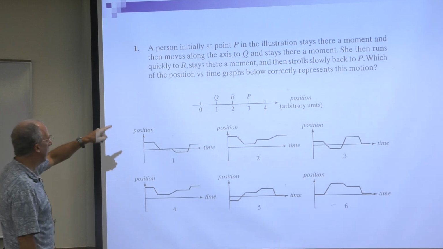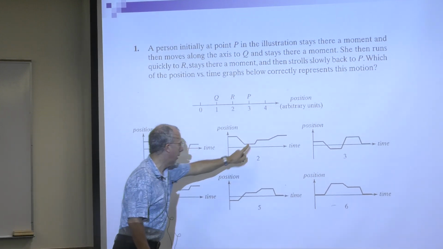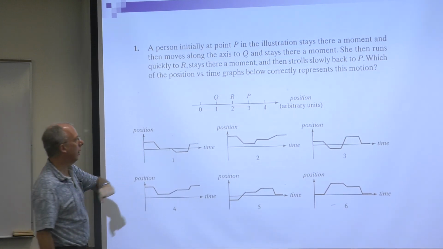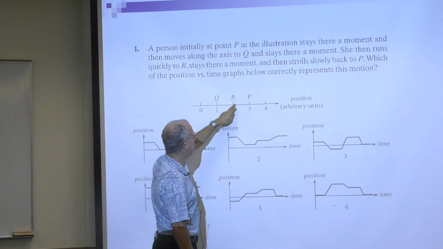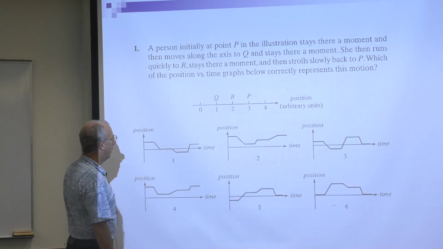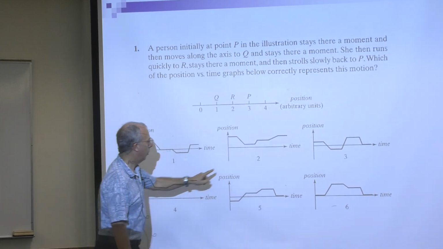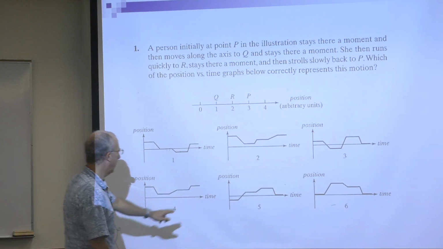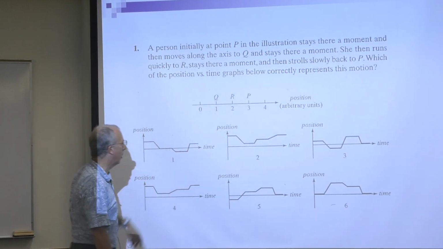All right, so we move to Q, then we stay there for a moment. Okay, that's fine. And then we run quickly to R. So we're at Q, we run quickly to R. All right, so compare this slope with this slope. Which is the larger slope? This one. But let's just keep going. So it looks like this is correct, but let's just keep going.